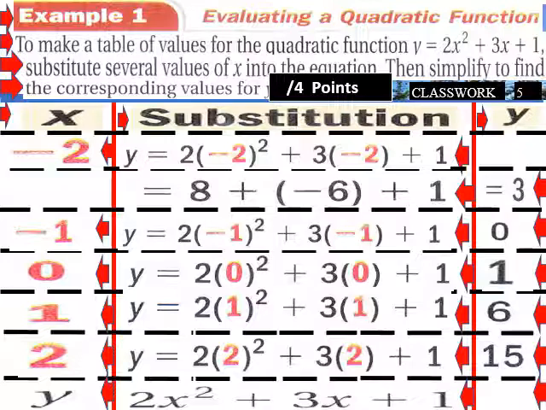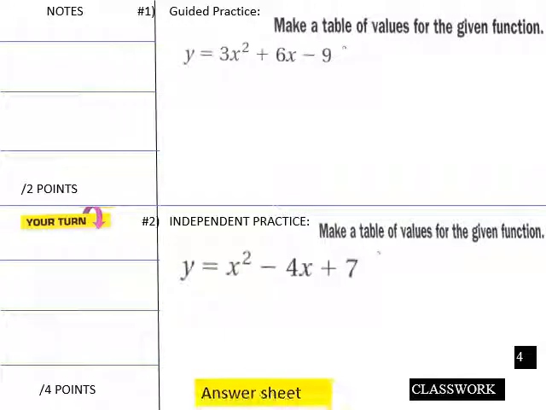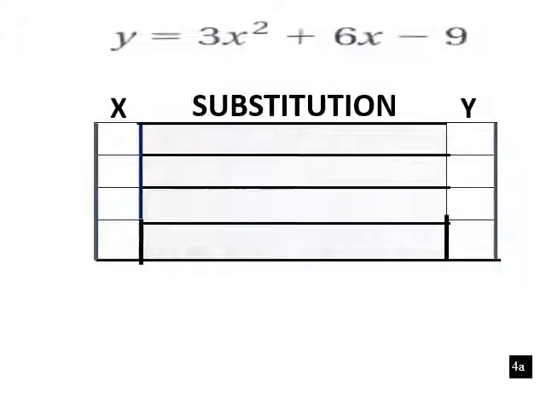So there's your table for y equals 2x squared plus 3x plus 1. This would be how you would do it if you're going to do it by hand without a calculator. Okay, make a table of values for the given function. So we're going to continue here making tables for these quadratics. Students, this is yours down here. Pay attention up here as we do our guided so you know what to do.